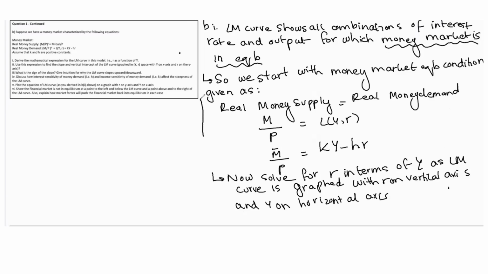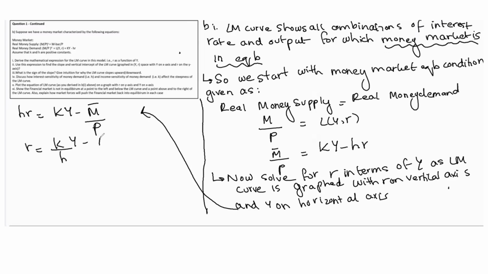So we'll do this here. Let's make R the subject. So it's HR. I'll take HR to the left hand side, so this becomes KY minus M bar by P. So R is equal to KY by H minus M bar by PH. So this is the equation of our LM curve, which represents money market or financial market equilibrium.